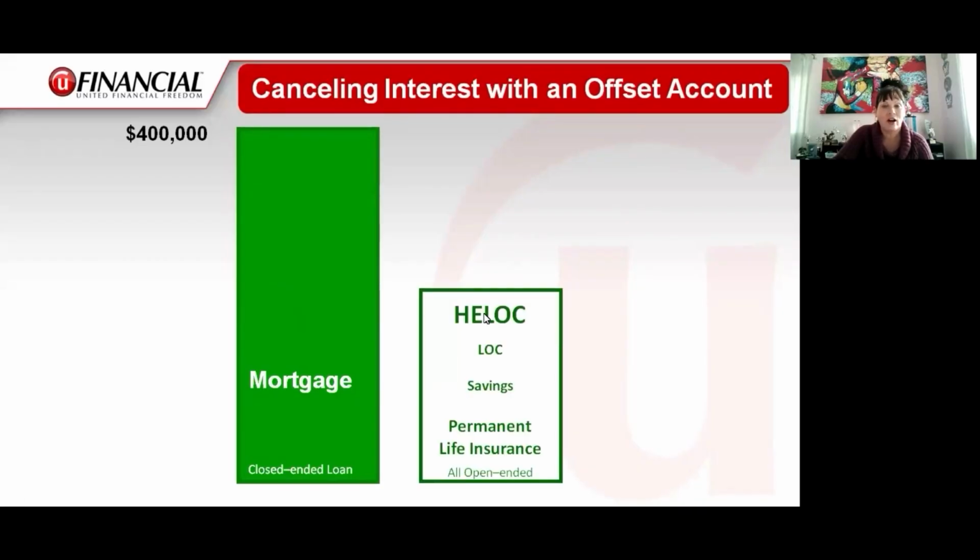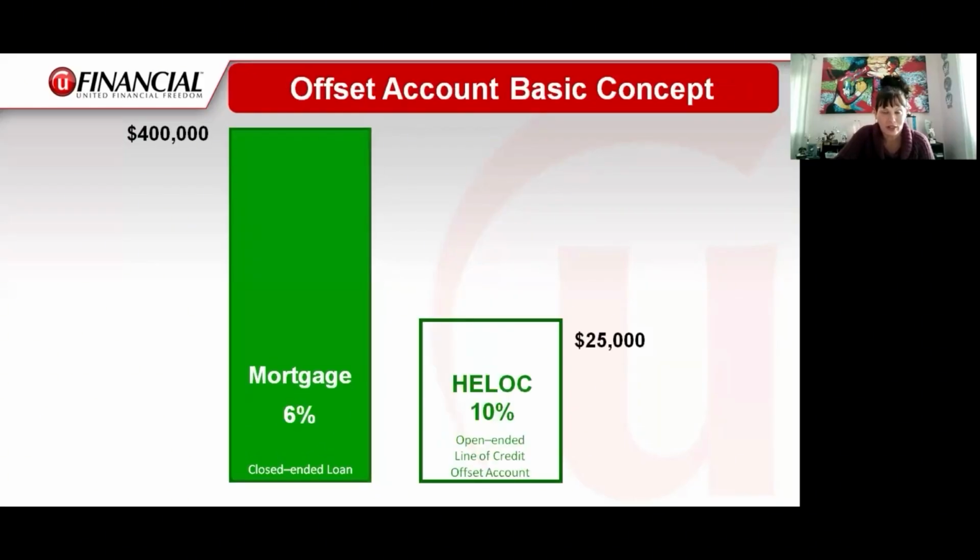And now let's add our offset account. Remember, an offset account is an open-ended account. It could be a line of credit. It could be a high yield savings account. It can be a permanent insurance policy. But in this example, we're going to use a home equity line of credit. This line of credit has $25,000 available and a 10% interest rate.